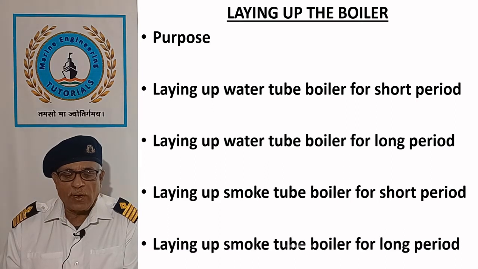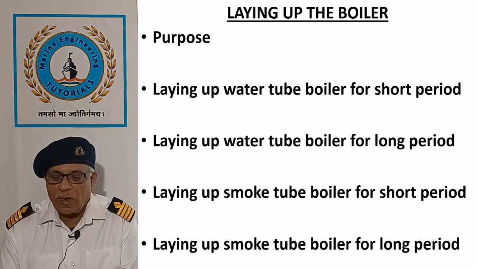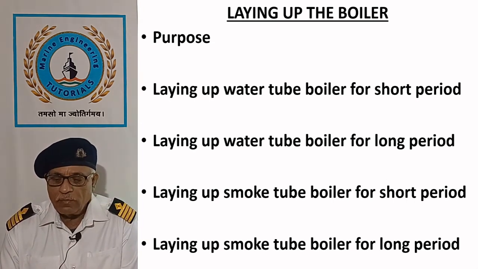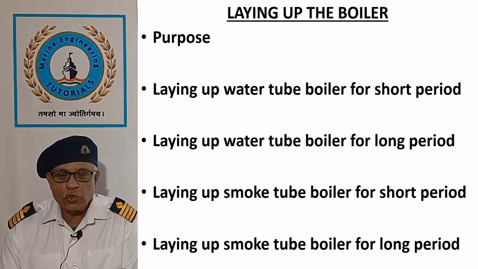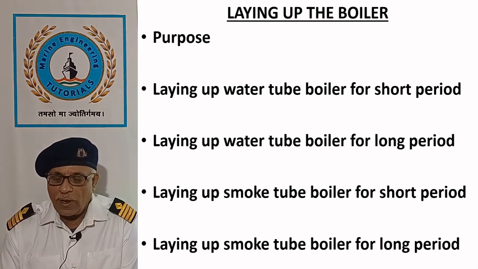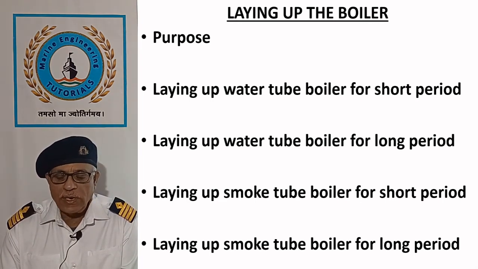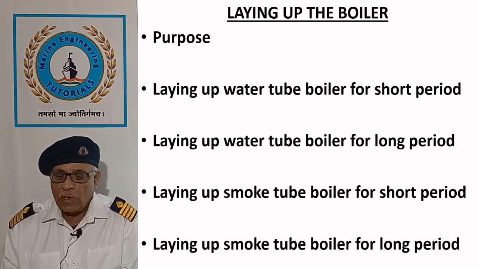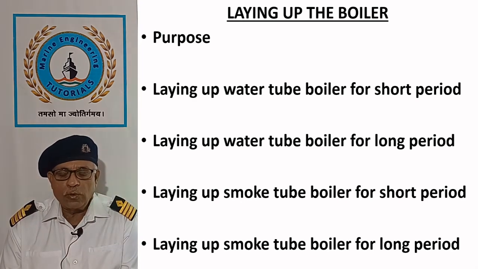Laying up smoke tube boiler for long period. For laying up smoke tube boiler for longer interval of time, water must be completely drained and boiler dried up by heaters. Trays of quicklime should be placed in suitable positions throughout the boiler, and then all the connections are sealed up by putting blanks. The lime should be renewed every 2 months.